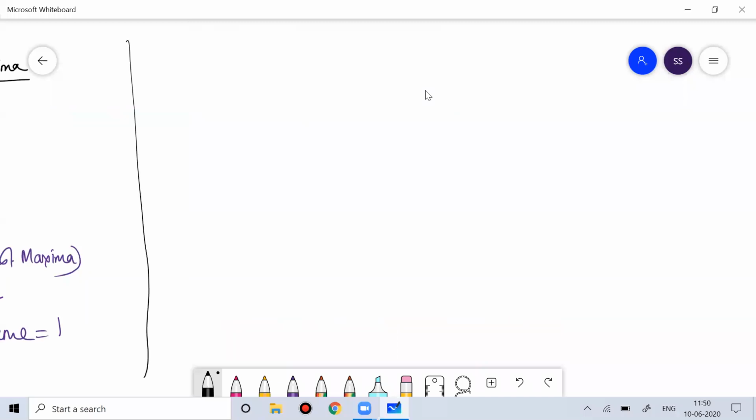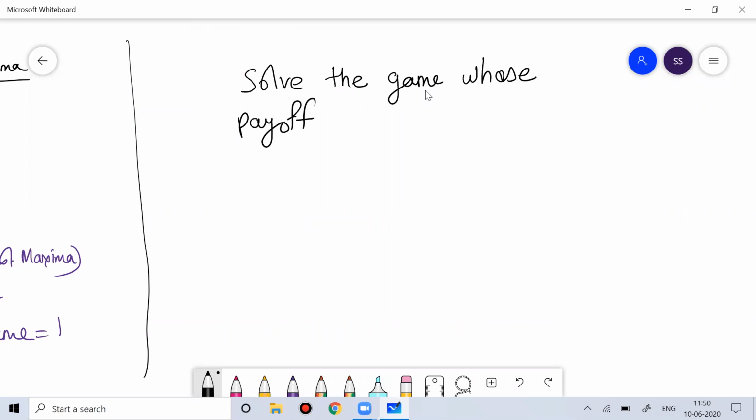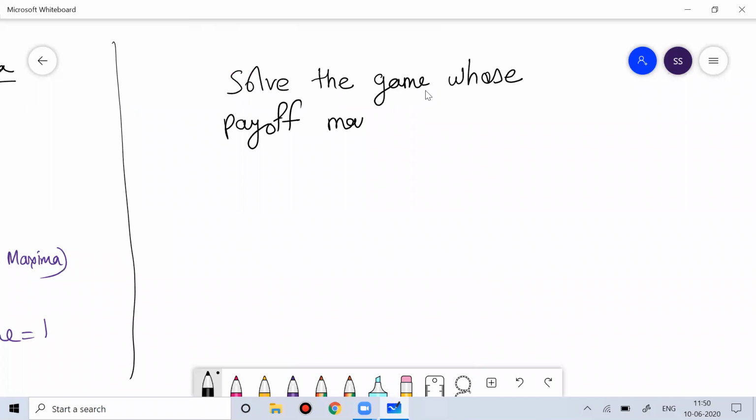Now going further, if I ask you another question: solve the game whose payoff matrix is given below. Write down this problem. You have to tell me the answer.